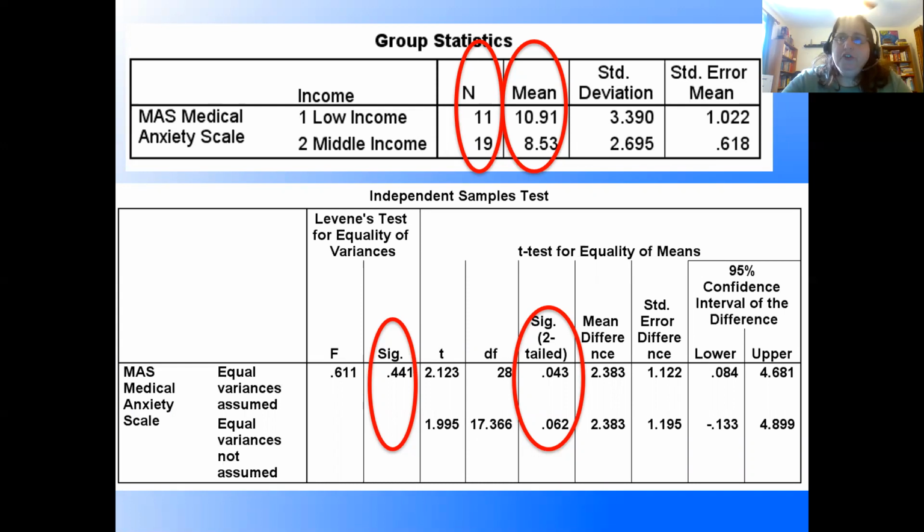Now, if this was a two-tailed test and our alpha was 0.05, what a difference that makes. Because 0.043 is less than 0.05, we would reject the null, that there is a difference between persons of low income and persons of middle income on the medical anxiety scale. On the other hand, if we were using the bottom set of values, 0.062 is bigger than 0.05, so we would not reject the null.